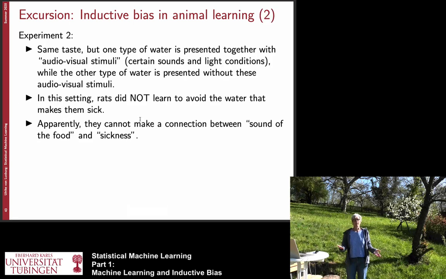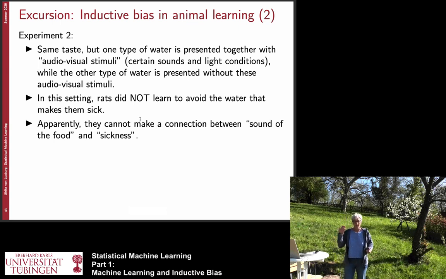Now there was a second experiment. It's again the same setup. You have two bowls of water. They can be in different places in the cage. One of the waters makes the rat sick and the other one doesn't. But now the difference between the features that the rat can distinguish about these types of water is not the taste. So both waters taste the same.